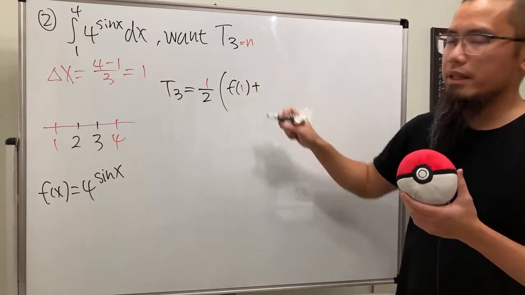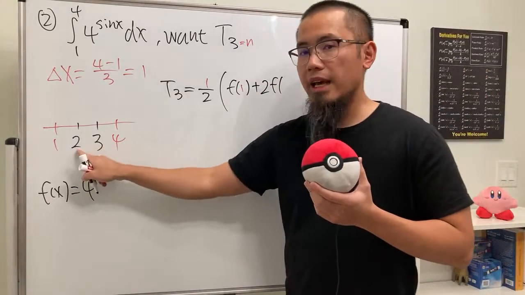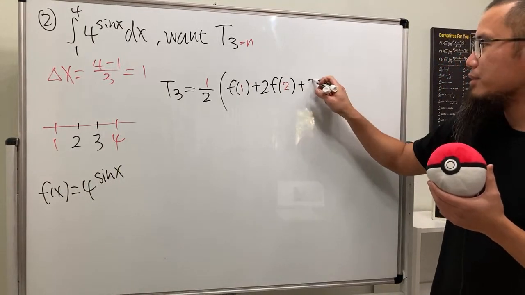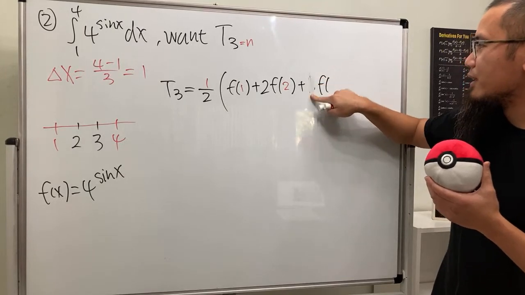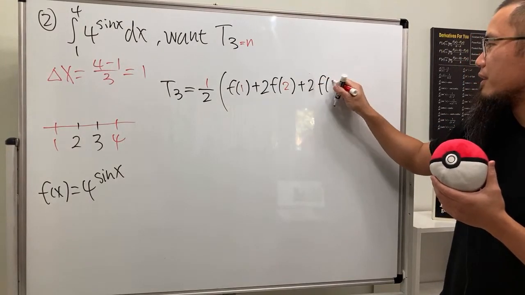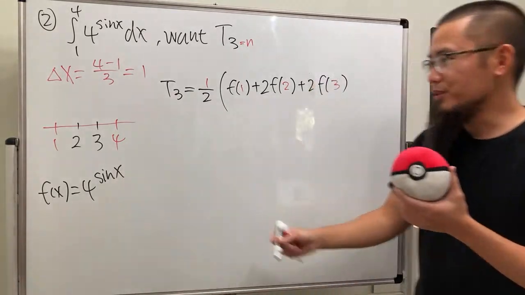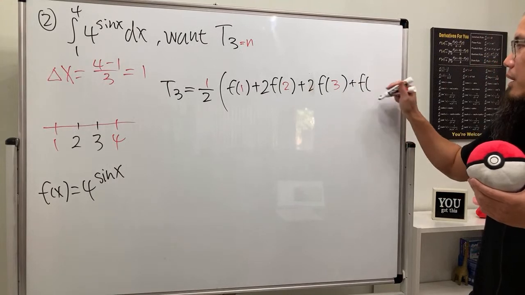And then the next one has the coefficient 2. So you just multiply 2 with f of the next x value, which is 2. And then you're just going to add 3 times f of the next one. Sorry, not 3 here, 2 here, and then 3 here. And then lastly, this is the last x value that we are going to use. So the coefficient for that is just 1. So you just have f of 4.